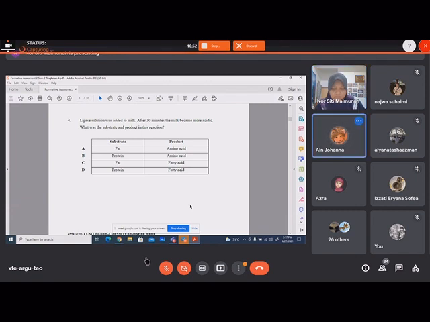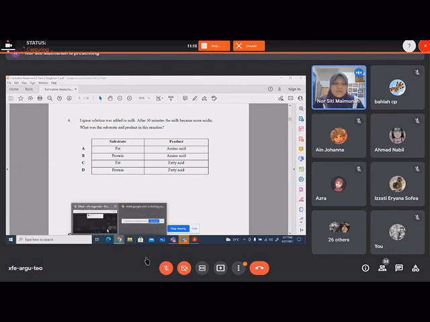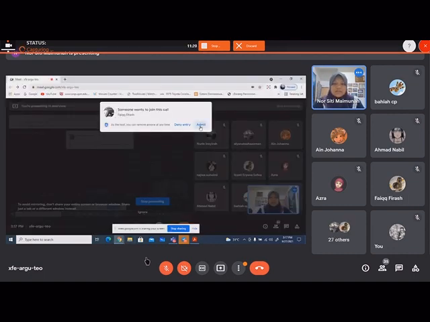C is substrate, fat, product, fatty acid. Is it true, class? Yes, true. So the lipase, as we know, breaks down or hydrolyzes fats into fatty acids. So it becomes more acidic because of the presence of acids, the fatty acids.